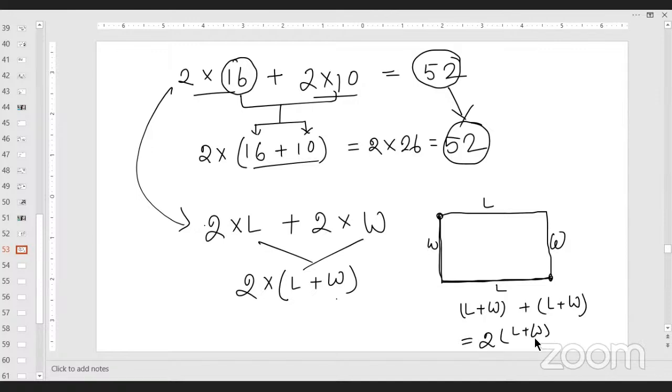I just wanted to explain how the formula for the perimeter of a rectangle has become like this. This is very important for you to understand, right? Can you understand the reason?